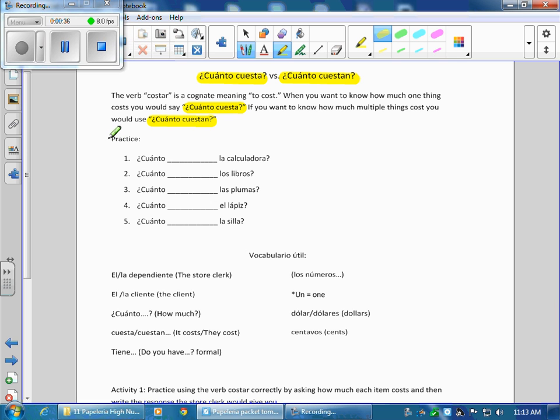So take a second now, see if you could practice numbers 1 through 5. If the noun that you're talking about is singular, you should use the singular version, and if it's plural, you should use the plural version. So pause the video and then do the work, and when you're done, you can check it by pressing play.